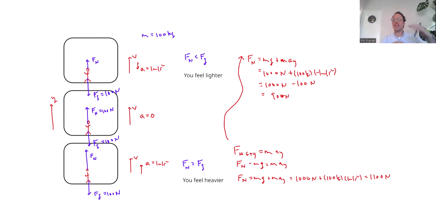You always feel lighter than usual at the top of the elevator ride, regardless of whether your velocity is up or down. And you always feel heavier at the bottom of an elevator ride, regardless of whether your velocity is up or down. It's only the direction of your acceleration that determines whether the normal force on your feet is bigger or smaller than your weight.